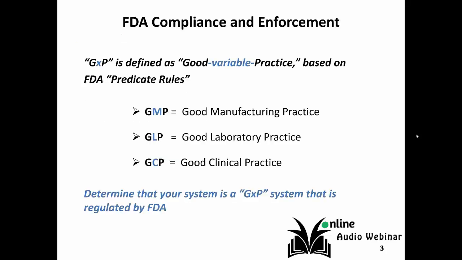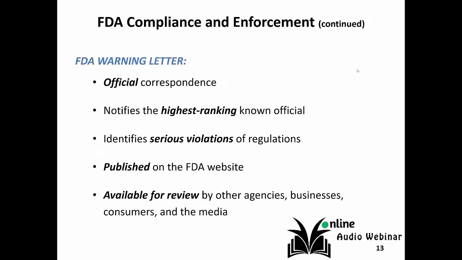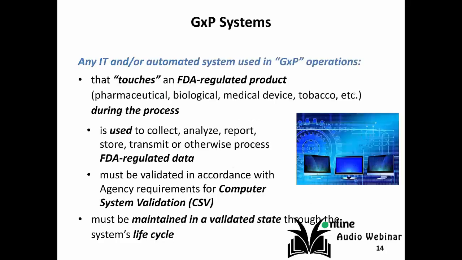So what we mean by FDA compliance, GXP, where X is a variable, good variable practice. We have the good manufacturing, laboratory, and clinical practices: GMPs, GLPs, and GCPs. Observation manual. The investigator's judgment is what is considered. The warning letters and official correspondence going to the CEO noting serious violations. Now, GXP systems, we talked about GXP, but any system in those GXP areas, manufacturing, laboratory, clinical, anyone that's subject to the predicate rules from FDA.